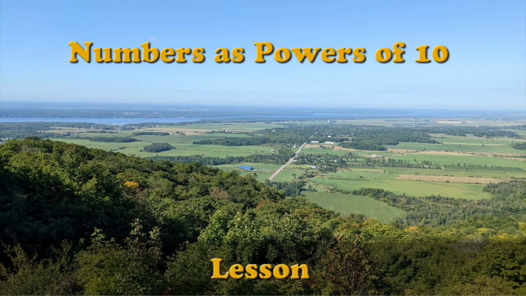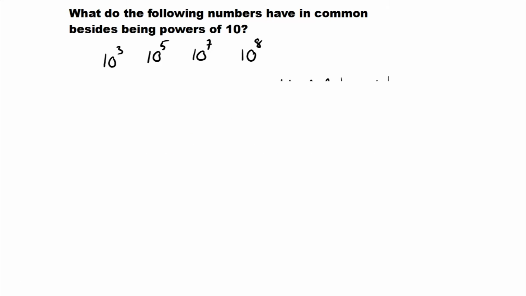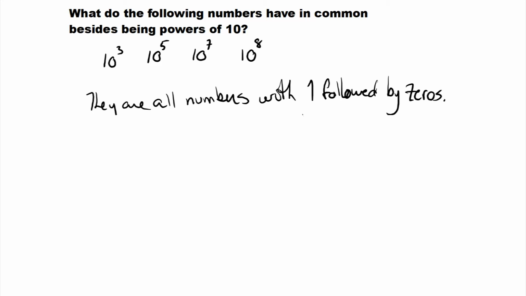Numbers as powers of 10. Learning goal: I can use powers of 10 to describe any number. What do the following numbers have in common besides being powers of 10? So 10 to the third, 10 to the fifth, 10 to the seventh, and 10 to the eighth. Well, they're all numbers that start with a 1 and are followed by some zeros.